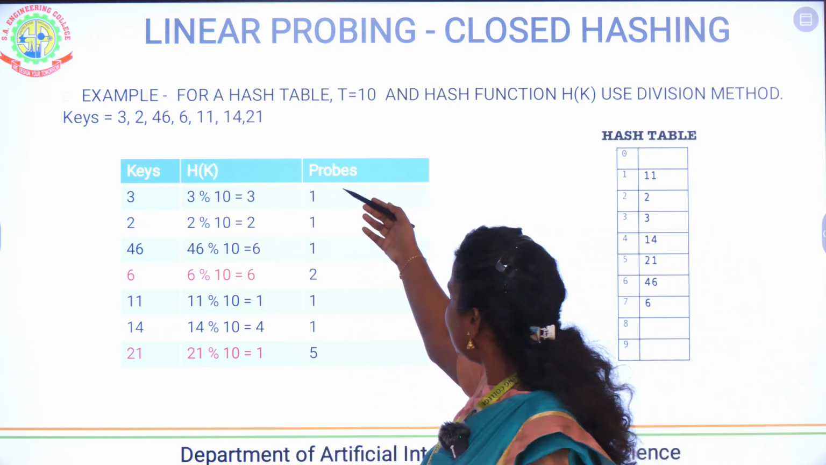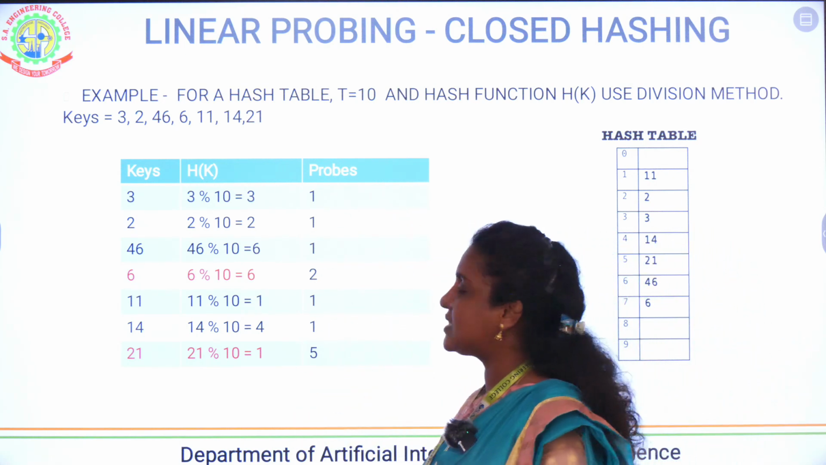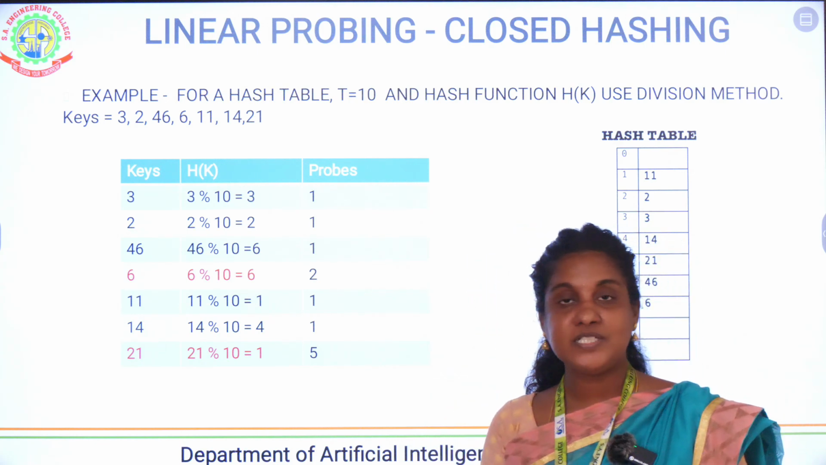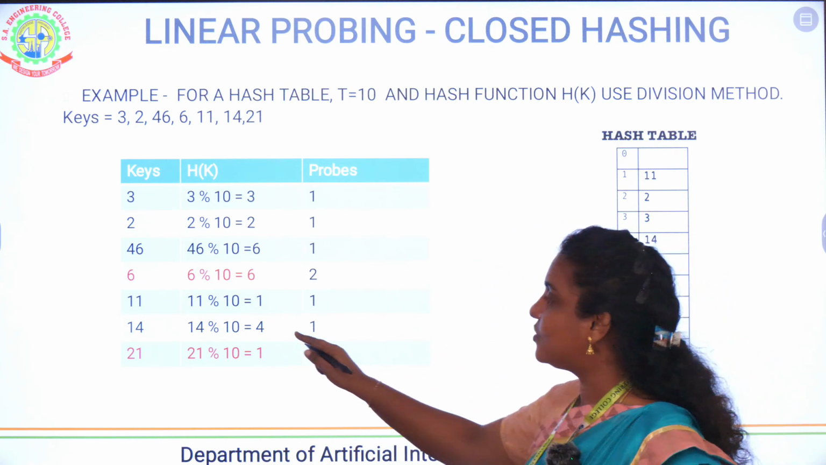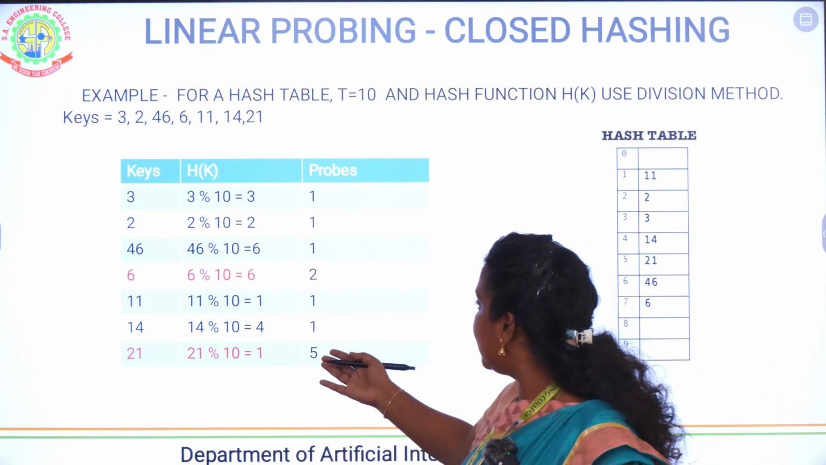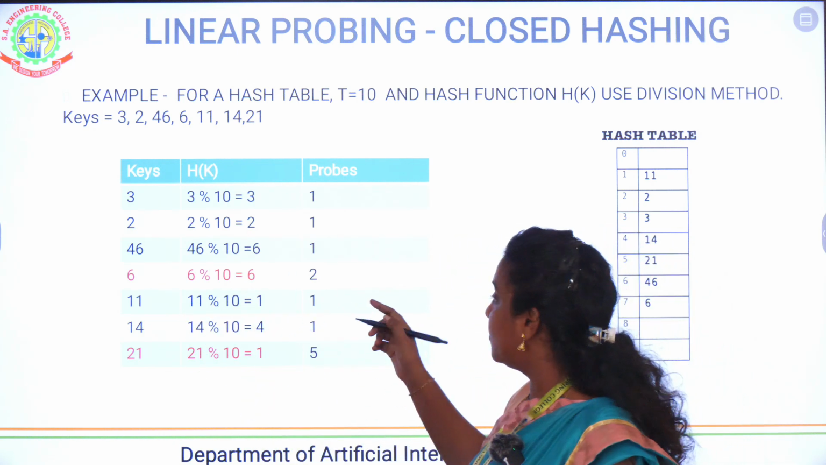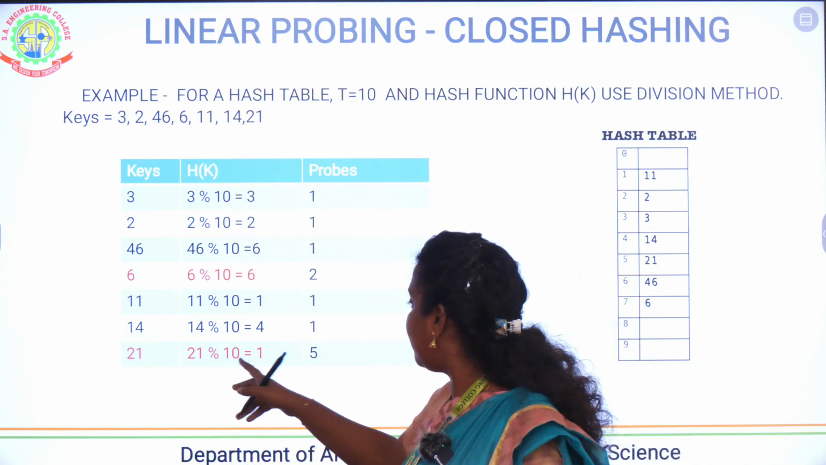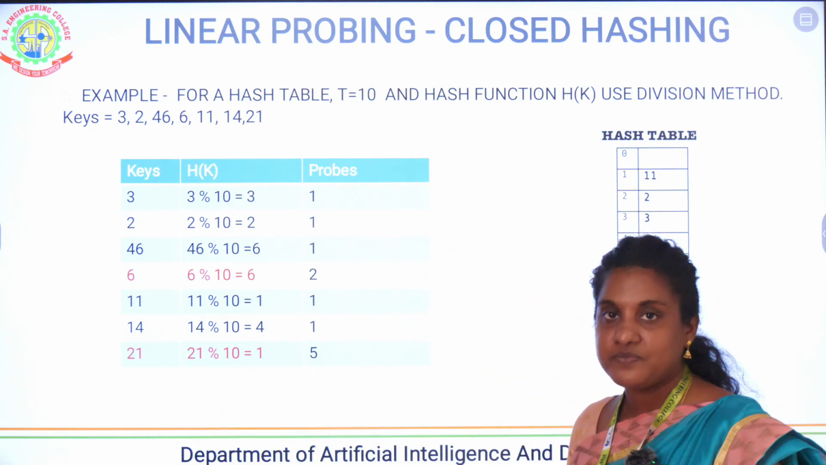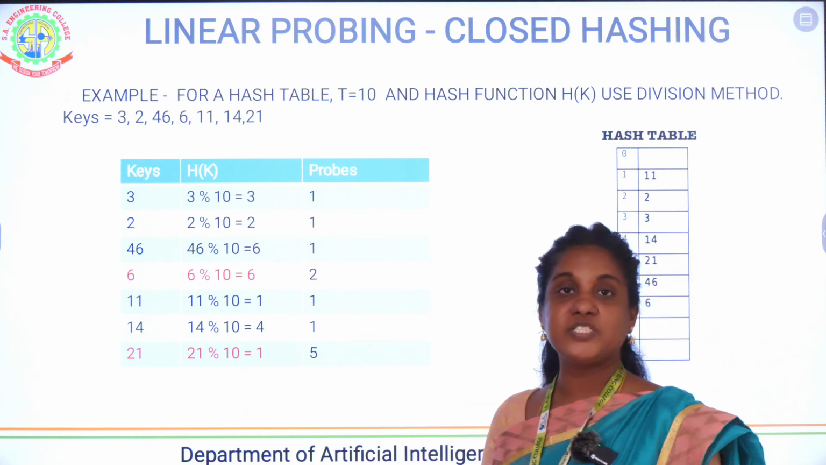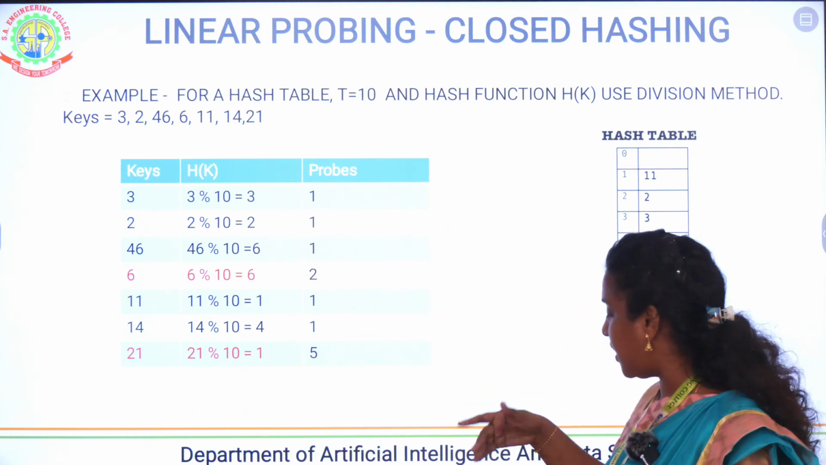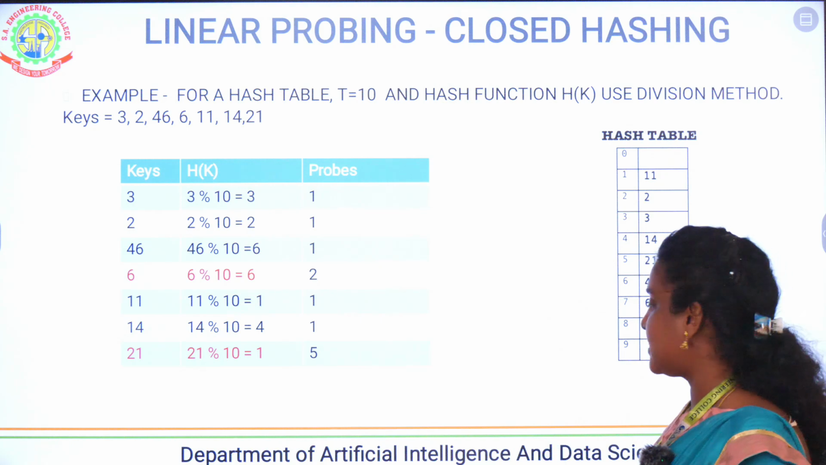So what do probes mean? Probes are nothing but how much time it will take to find the free slot to occupy the data. Here it is taking 2 probes for 6 to find the free slot, but for 21 it is taking 5 probes. So probes are nothing but how much time it takes to find the free slot to occupy the data in the data structure.